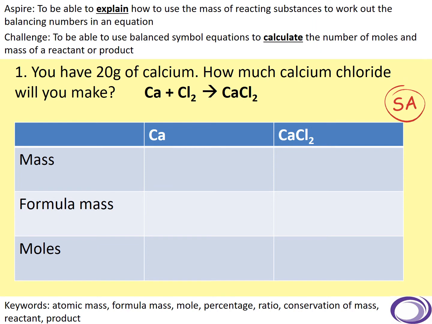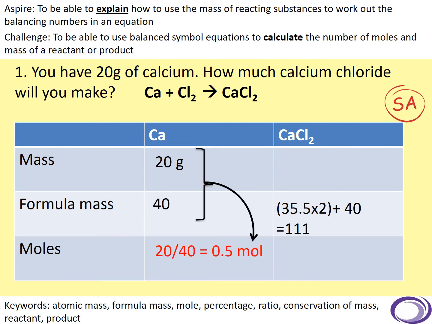So in this case, the equation is balanced. So we're writing in what we do know, which is 20 grams of calcium, the formula mass of which is its atomic mass, 40. And for calcium chloride, we can work out that the formula mass is 111. We go back to mass equals Mr times moles to work out that the number of moles is 20 over 40, which comes as 0.5 moles of calcium.